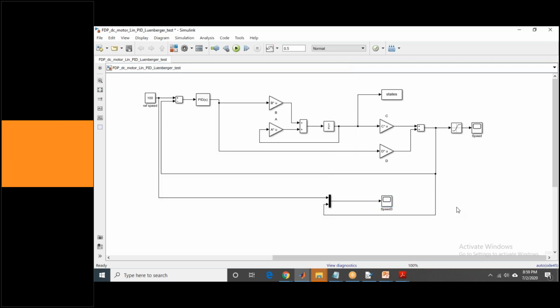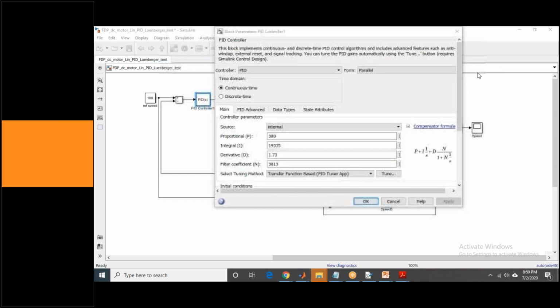So now the thing comes. I actually want to know how to get this: what are the gains inside this block? This is what we as control engineers all want. If you double click this one, these are some of the PID values. So how do you get these values: 380, 19335, 1.73, 3813? This is a very difficult task if you do it manually. So I will show you how to do the auto tune.